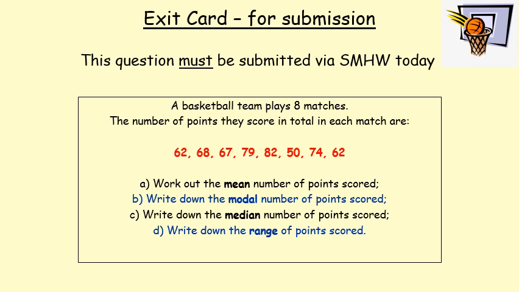Okay, so really important that you submit this. So what I'd like you to do is complete this question. We've got a basketball team playing 8 matches. The number of points they score in total is below and in red. What I'd like you to do for this data set is work out the mean number of points scored, the mode, so we call it modal, but we mean the mode, number of points, the median points scored, and the range. And then what I would like you to do is take a photo, upload that and show my homework, or email me, and details are on the system for you to do that.